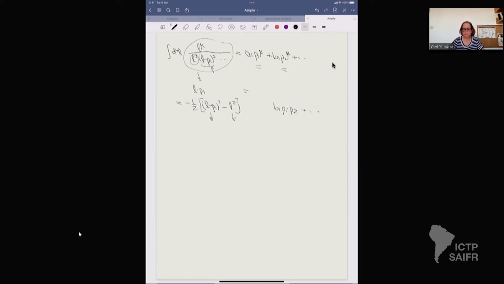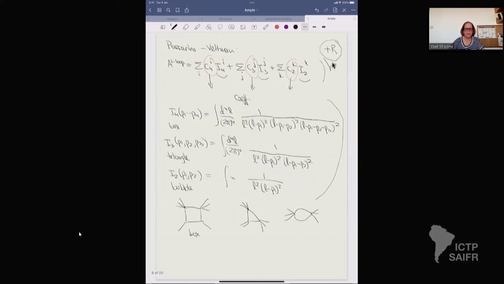Okay, so now the point is the following: we have this expression for the amplitude, and now we can look at the discontinuity of the two sides. So I can look at the discontinuity of this side here. It's going to be equal to the discontinuity of this side here. And then we're going to get one contribution from the discontinuity of the box integrals, and then another one from the triangle integrals, and then another one from the bubble integrals.